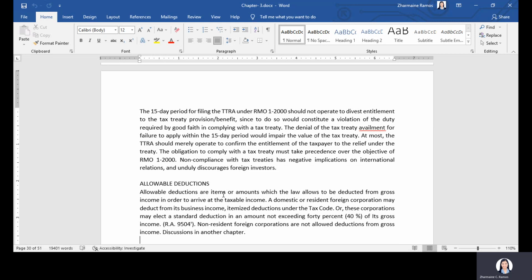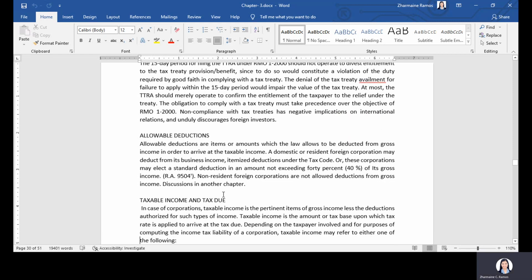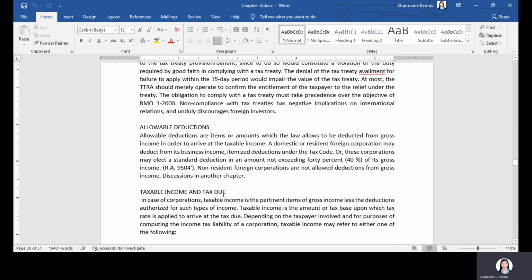So, a domestic or resident foreign corporation may deduct from its business yung mga itemized deductions under the tax code, or these corporations may elect a standard deduction in an amount not exceeding 40% of its gross income. So, non-resident foreign corporations are not allowed deductions from gross income. So, discussions in another chapter. These are the taxable income computation.